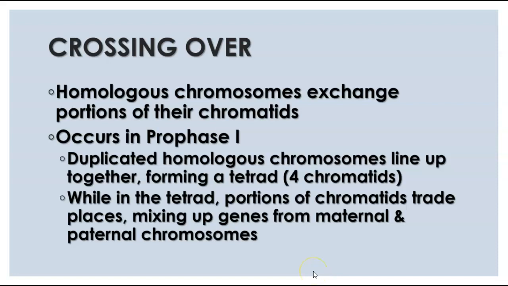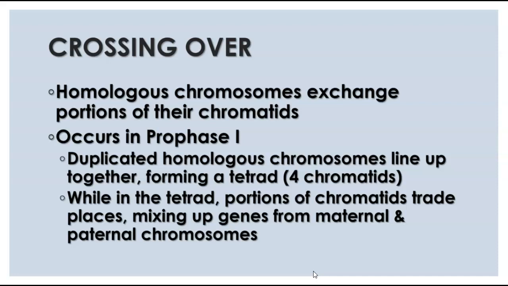In crossing over, remember that you've got the homologous chromosomes exchanging portions of their chromatids. This occurs in prophase 1. It always happens in meiosis, every single time, oftentimes multiple times to the same homologous chromosomes.